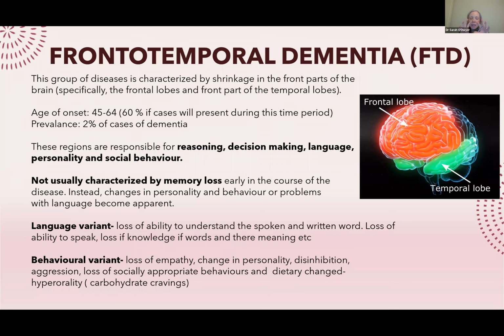Now, it's a type of condition with a few subsets. It can affect language if the language centers are predominantly affected. And then there's also a behavioral variant. The behavioral variant involves apathy, change in personality, disinhibited behavior, being socially inappropriate, and the carbohydrate changes that you see, whereas the language variant is predominantly a language deficit. You lose the ability to communicate and to understand language, which understandably can be very frustrating and distressing for someone who's aware of these deficits but just can't communicate because of this condition.